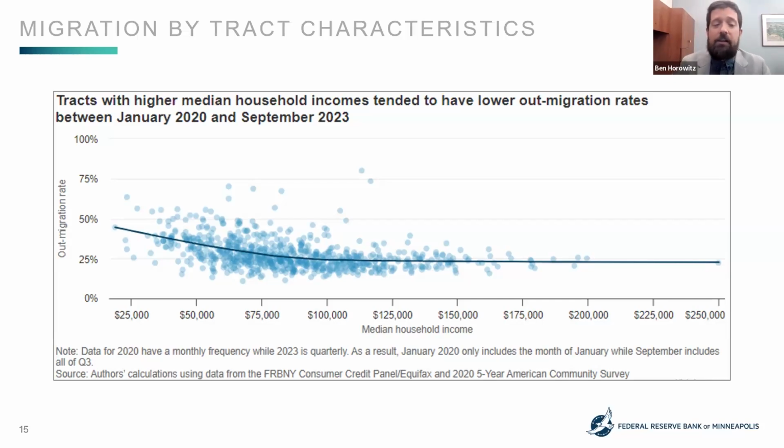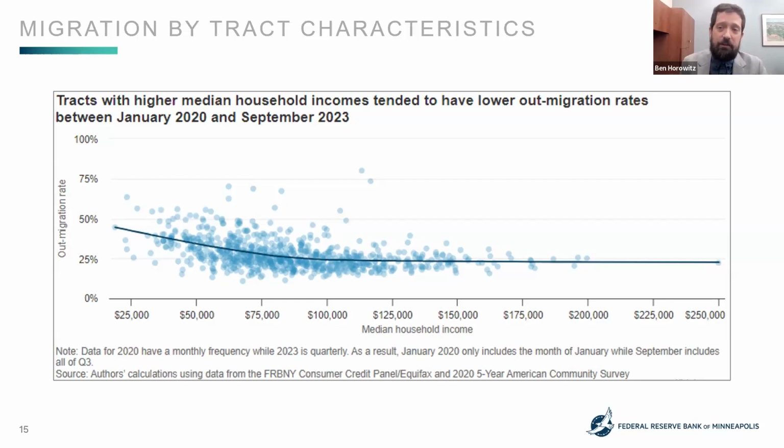You can see there's a pretty interesting relationship between the income level in a census tract and the rate at which people were leaving that census tract during this time period that starts to level off right around $80,000, $90,000. And if you go to the article, you can see there's also a relationship between the share of people in a census tract who are people of color and the out-migration rates, where tracts with more people of color saw higher migration rates. We're also hoping to learn more about where people move when they leave a census tract.